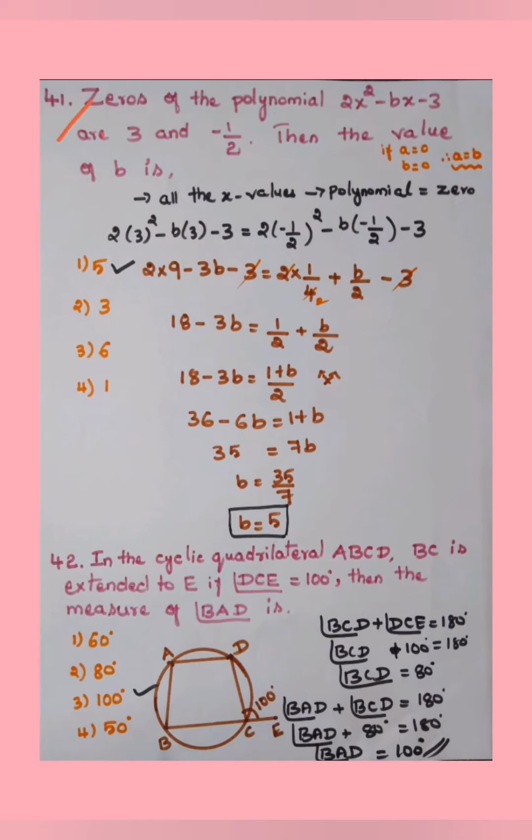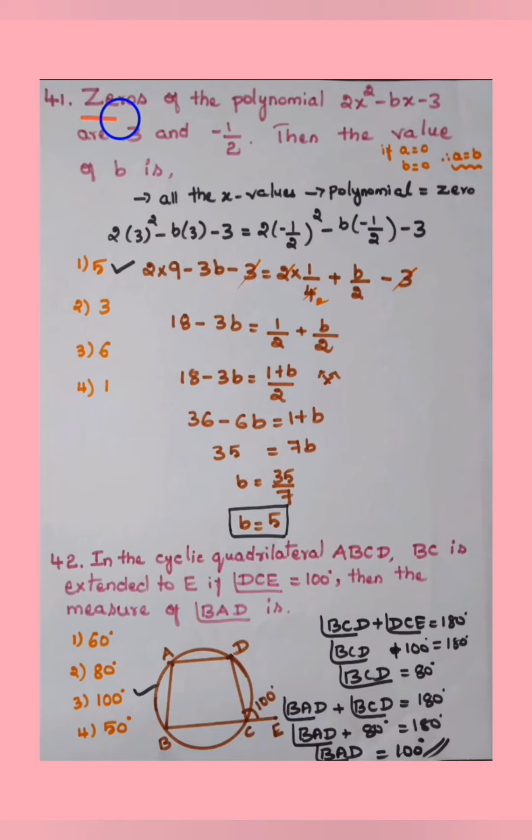Zeros of polynomial 2x square minus bx minus 3 are 3 and minus 2. Then the value of b is. So here we have to find out the b value, in this term which is given, the polynomial, which is not equated. If it were an equation, they would have given is equal to some number or whatever it is. This is not equated, just a polynomial term they have expressed.